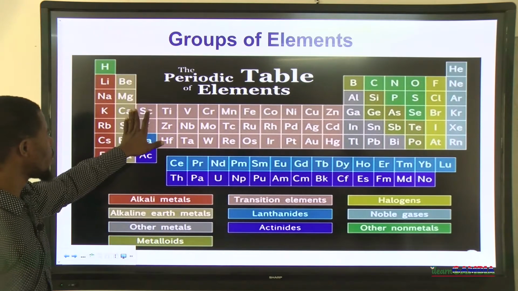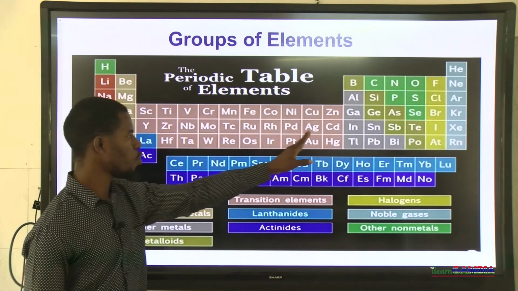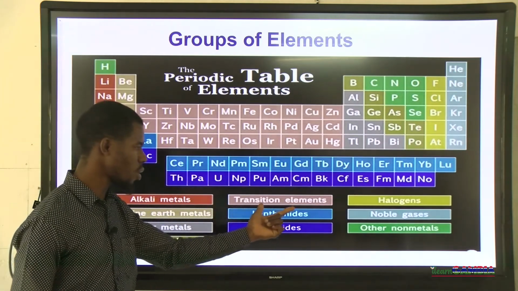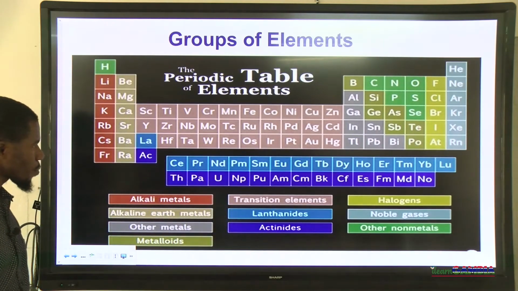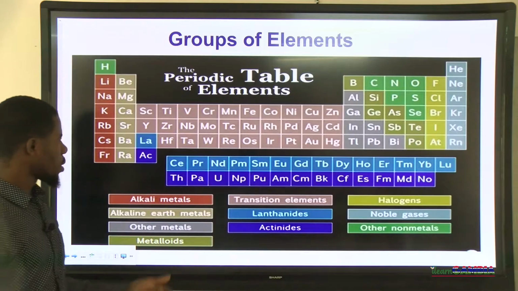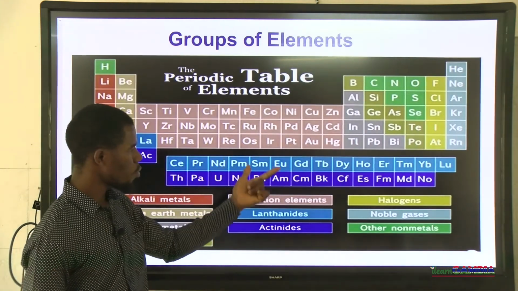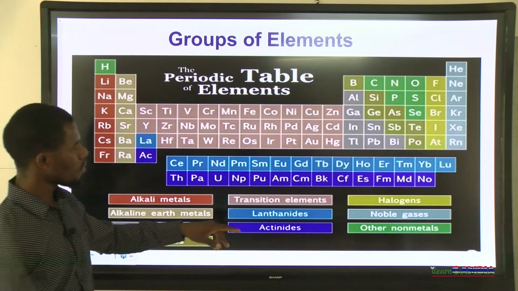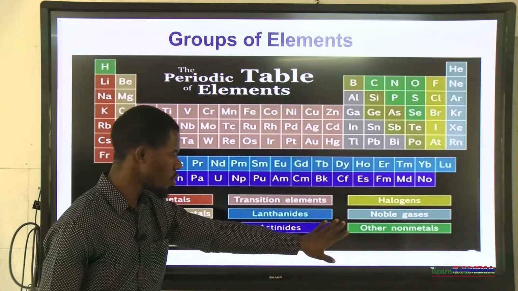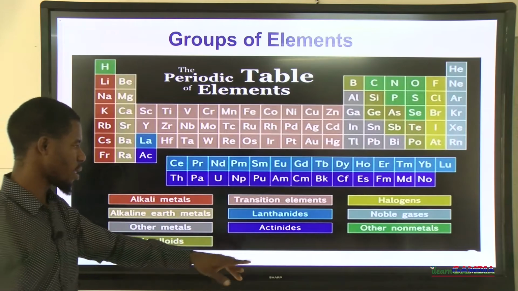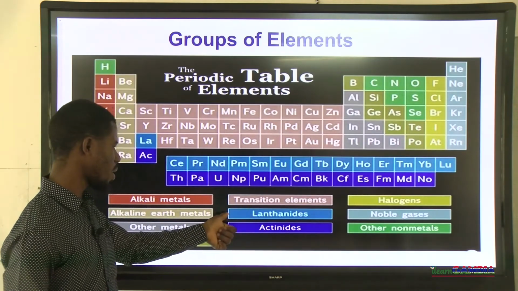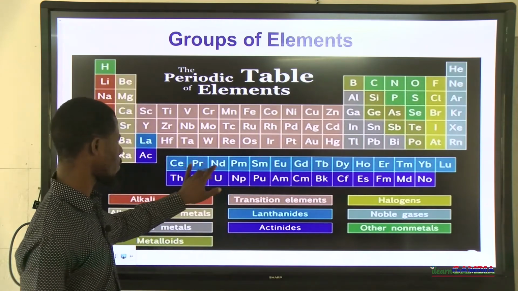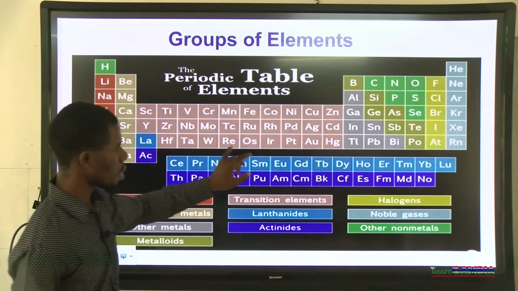So between group 2 and group 3 of the periodic table is where we have the transition elements, starting from scandium up to mercury. The ones in green color are the other non-metals. The ones in light blue are called the lanthanides. The lanthanides, starting from lanthanum right up to.